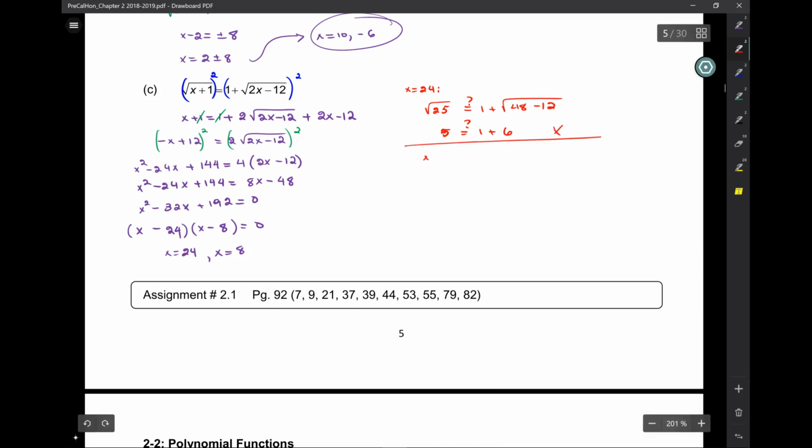What about x equals 8? So let's see. Root 9, is this equal to 1 plus the square root of 16 minus 12? So is 3 equal to 1 plus, what's 16 minus 12? 4. Square root of 4 is 2. Oh my God, it totally works. So 24, not going to work. 8, it's going to work.